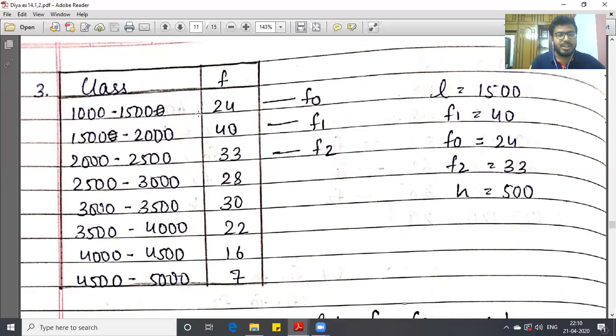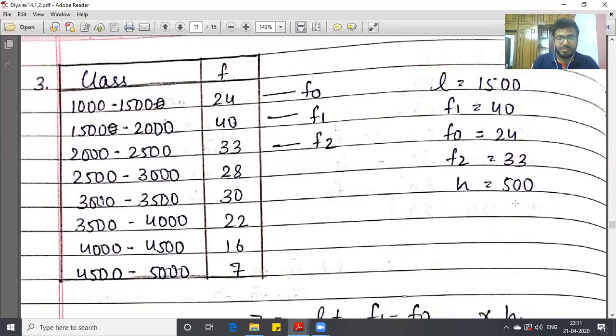Okay, so now here it is obvious in this particular question that 40 is the highest value. The class in front of 40 is the model class. So 1500 to 2000. In that, the L value is how much? 1500. And f1, the model frequency, is how much? 40. The one above it is f0 and the one below it is f2. So 24 and 33. And the h value is how much? The difference. So 1500 minus 1000, that is 500. 2000 minus 1500, that is 500. So the class size is 500.